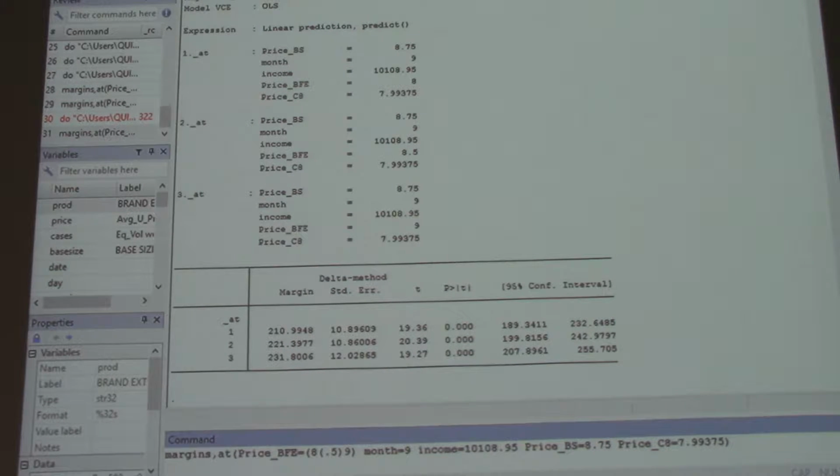What happens if I set my price at $8? I'm going to sell 200 and something cases, right? That's what we're doing right now. We're setting prices, and then we're seeing what happens to our sales. So that's what the margins gives us. What margins can't do is go backwards. So margins can't do this.